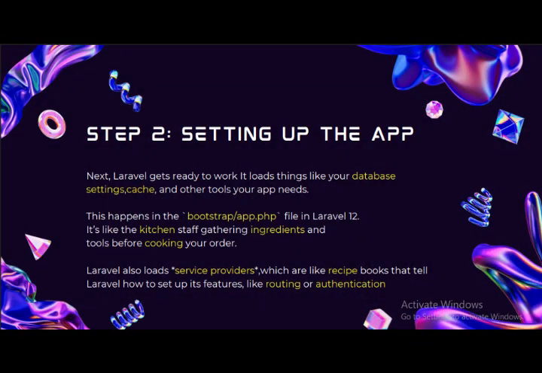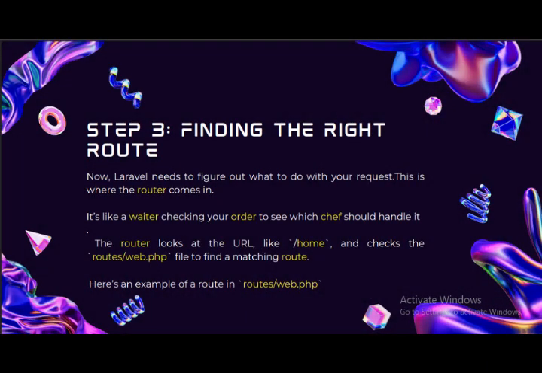Step 2, setting up the app. Next, Laravel gets ready to work. It loads things like your database settings, cache, and other tools your app needs. This happens in the bootstrap/app.php file in Laravel 12. It's like the kitchen staff gathering ingredients and tools before cooking your order. Laravel also loads service providers, which are like recipe books that tell Laravel how to set up its features, like routing or authentication.